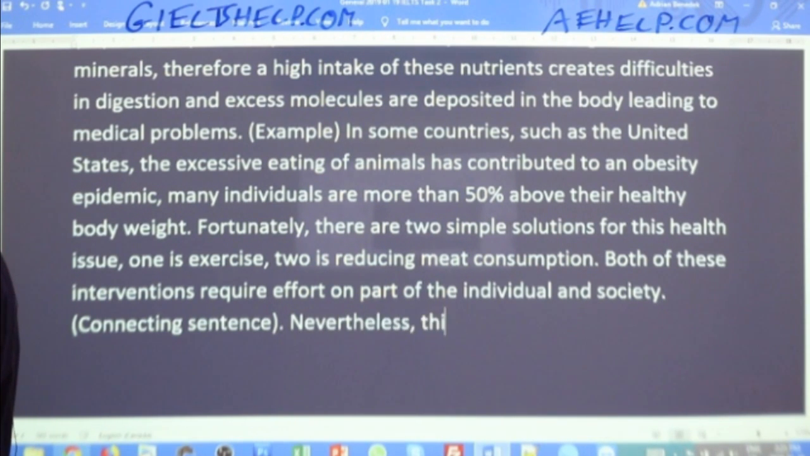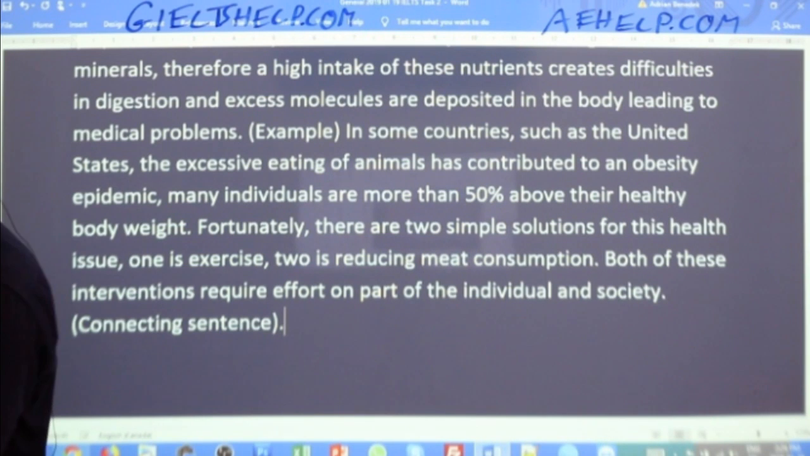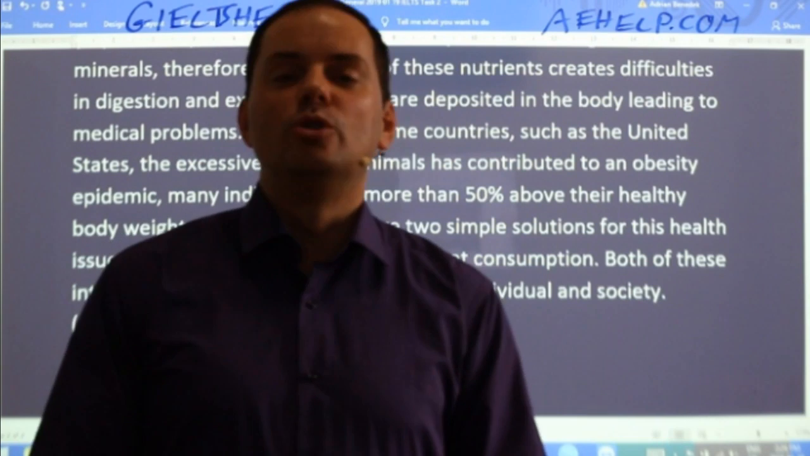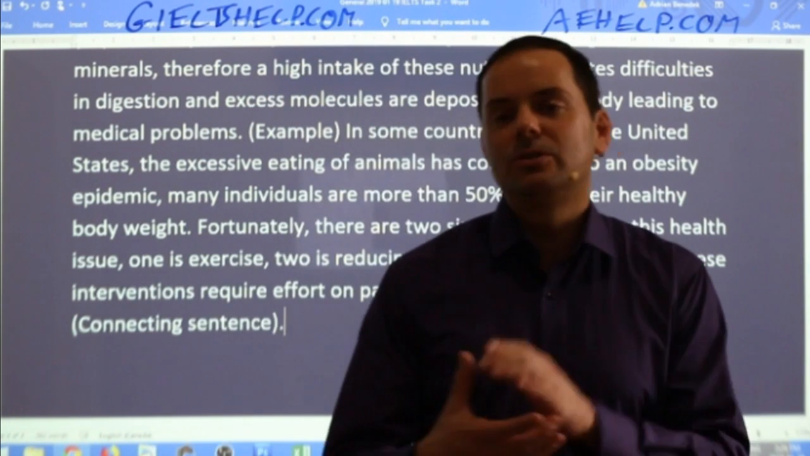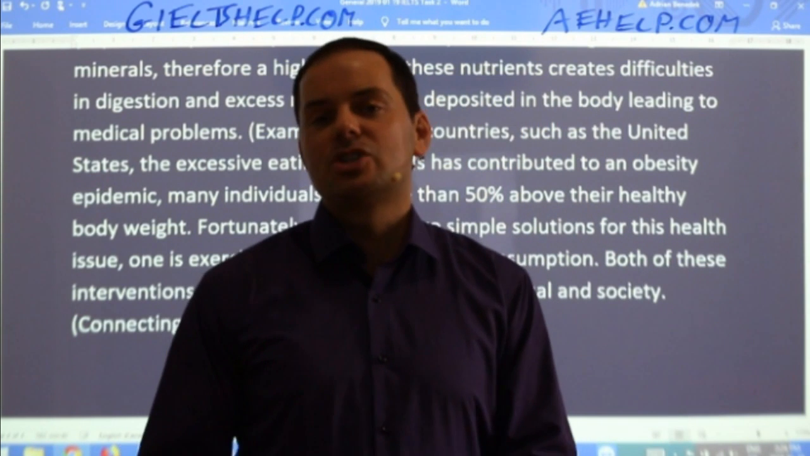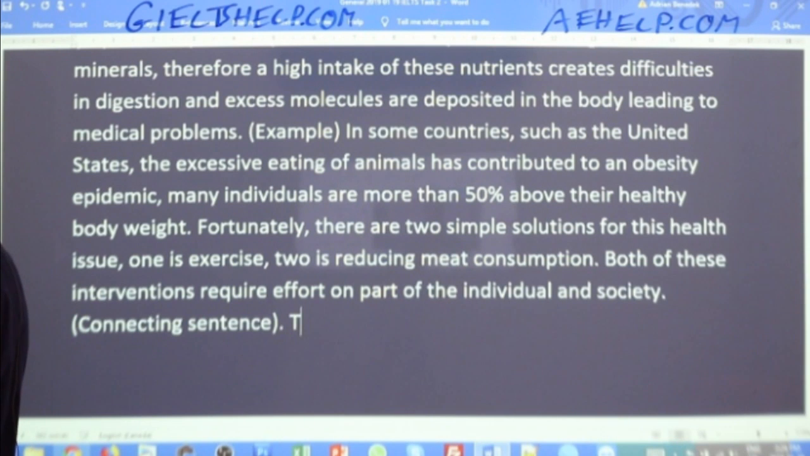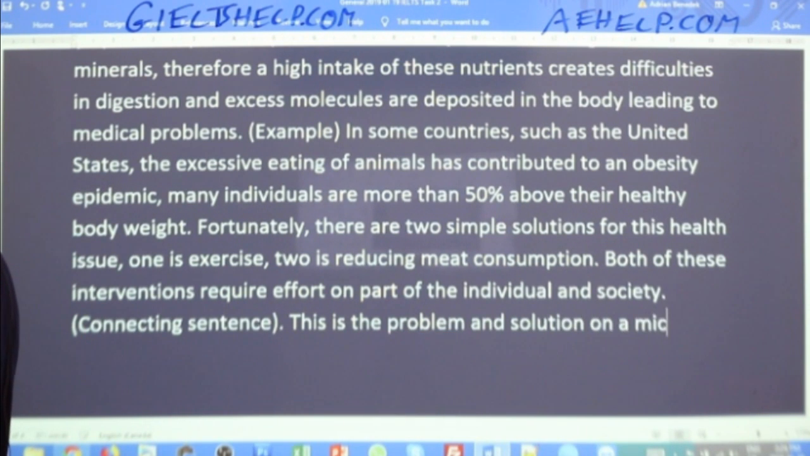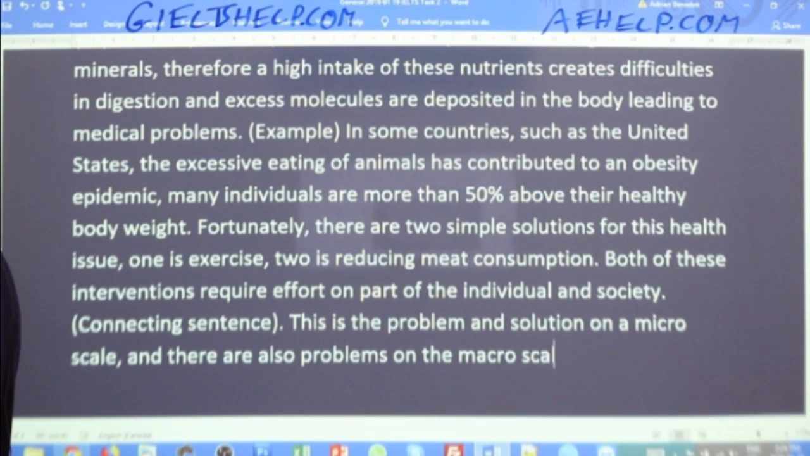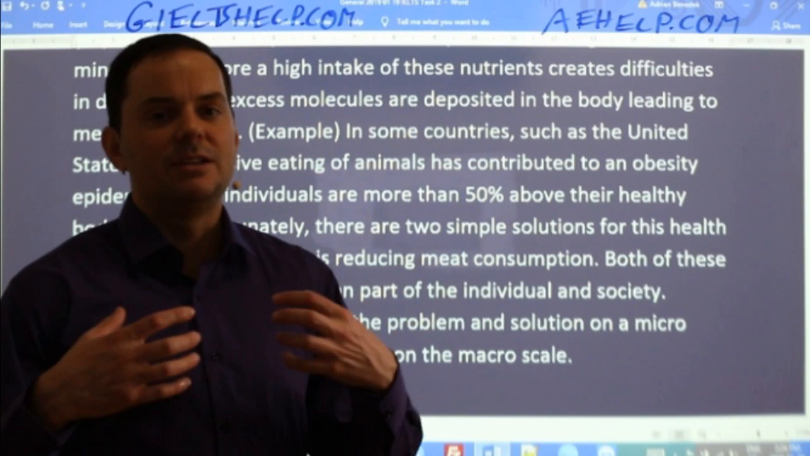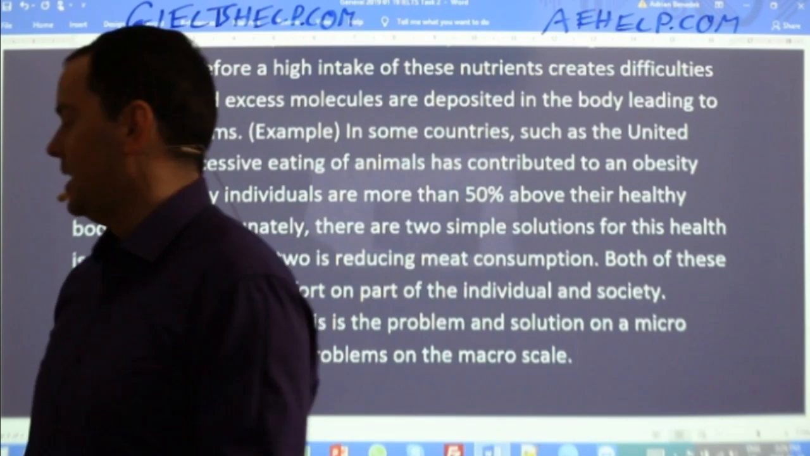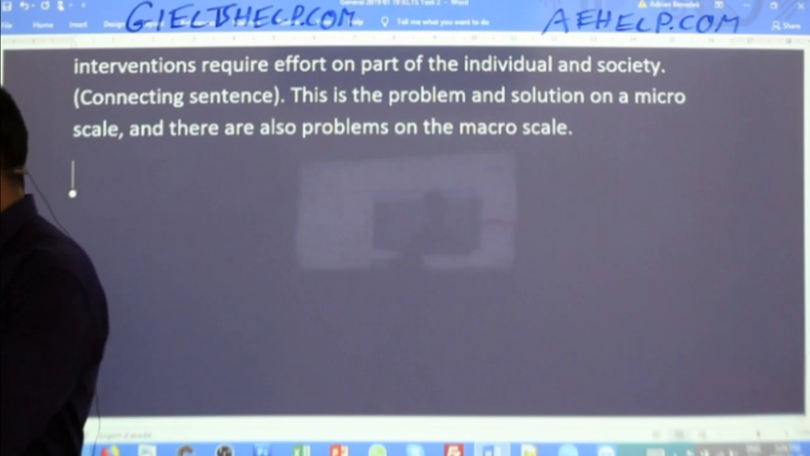Nevertheless, this is only one. So actually, I'm going to go with a different type of connecting sentence here than usual. Usually I just say, nevertheless, this is only one of two problems caused by meat consumption. But here I'm going to do a little bit more fancy connection. This is the problem and solution on a micro scale. And there are also problems on the macro scale. Okay, so micro scale is the individual, macro scale is society. Okay, now that's going to be my body paragraph 2.